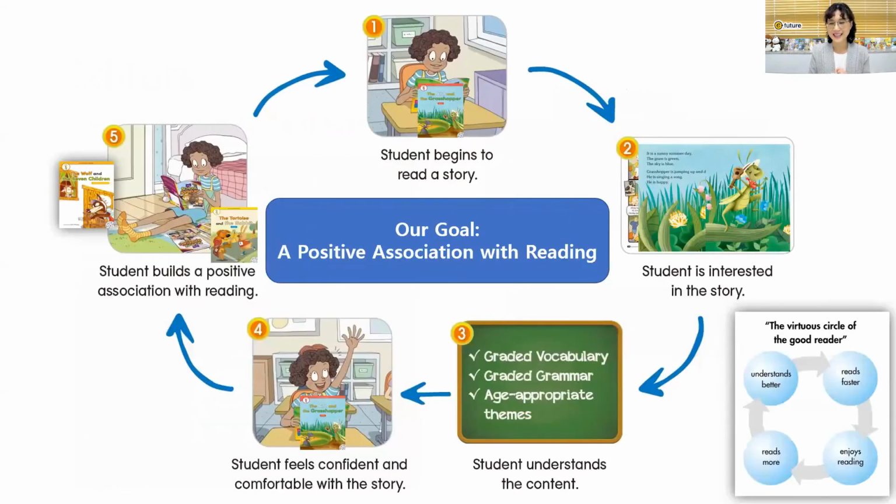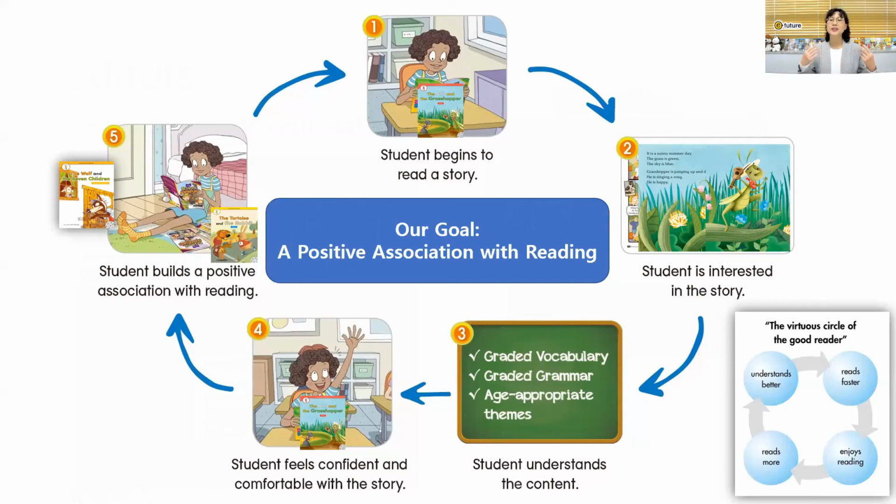So here we are again. Remember this cycle of the good reader? This is what we want to create. Let's look at number 1. Student begins to read the story. The students start to read The Ant and the Grasshopper. Student is interested in the story. It's got lots of colorful pictures and it's easy and it's fun. So student is interested. Because number 3, we have graded vocabulary, graded grammar, and age-appropriate themes and content.